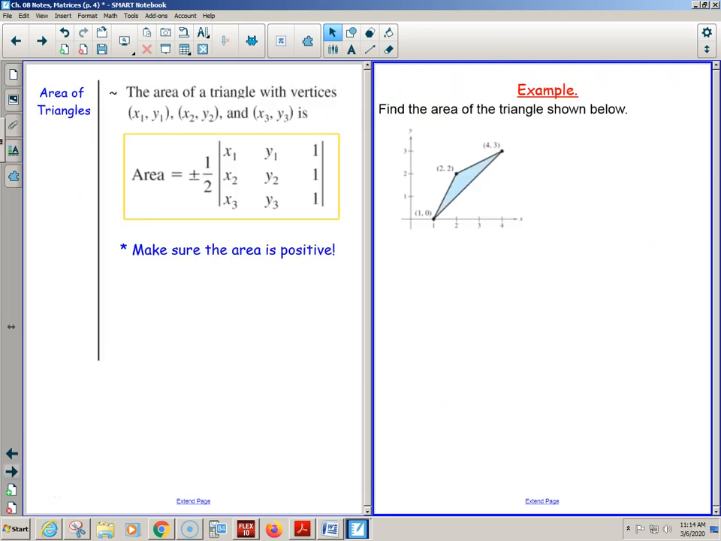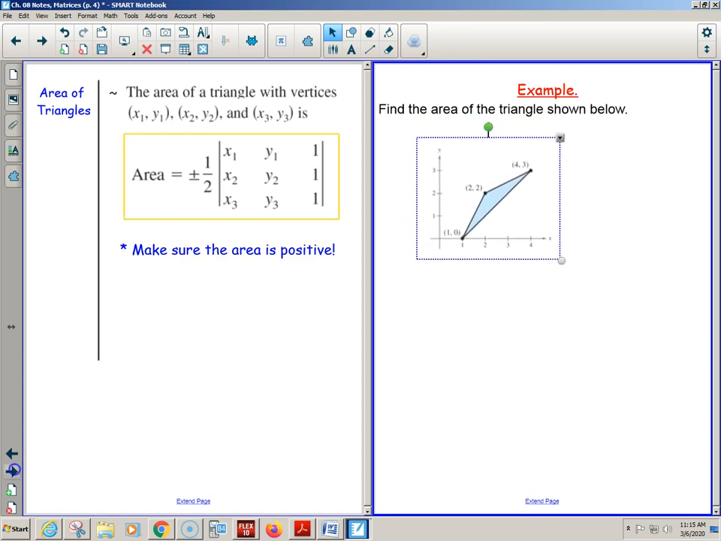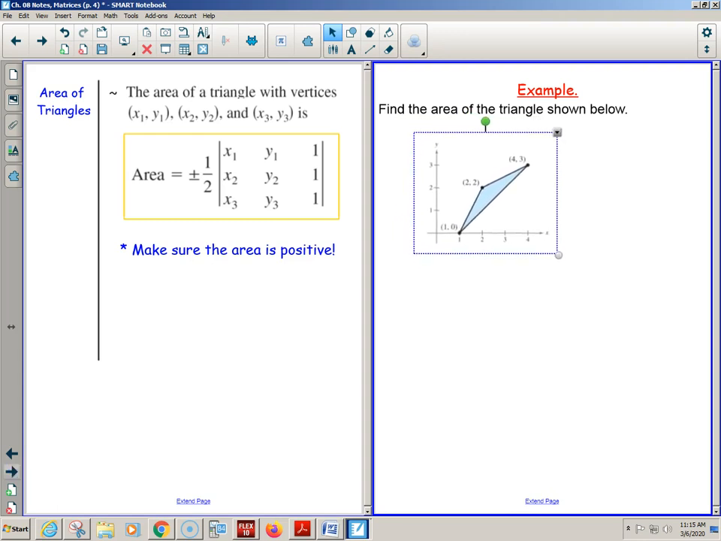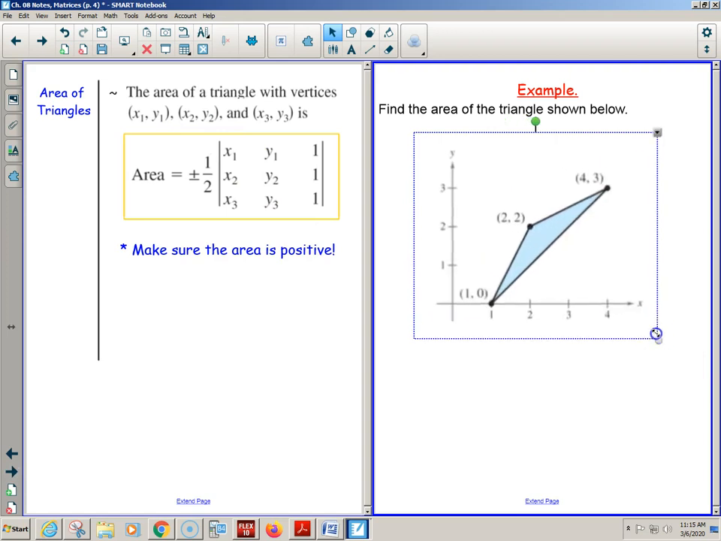Okay, another application. What if I was to give you something like this? I'm going to show you the application, then you can write down what you need as far as the formula. Here's a triangle with vertices at 3 different points, and it just says find the area.